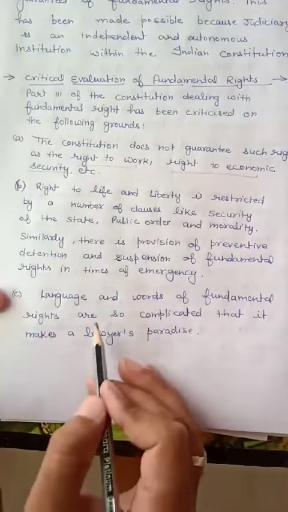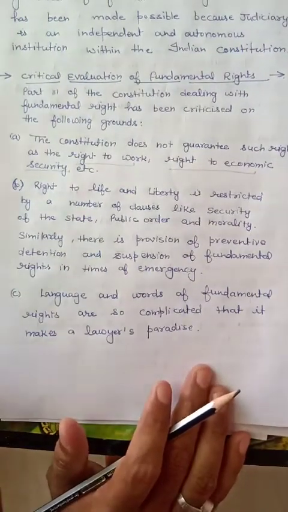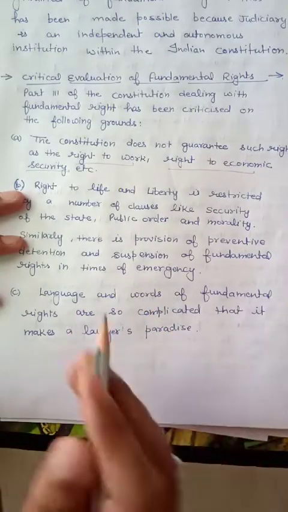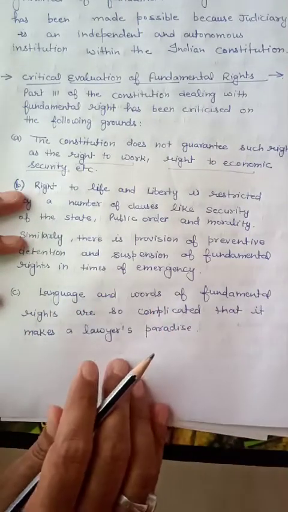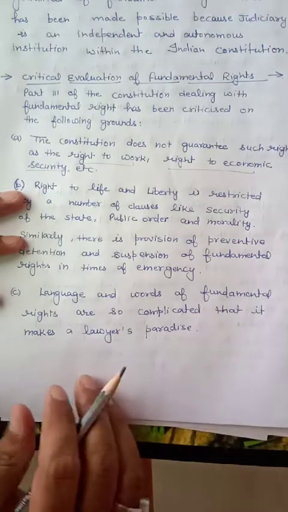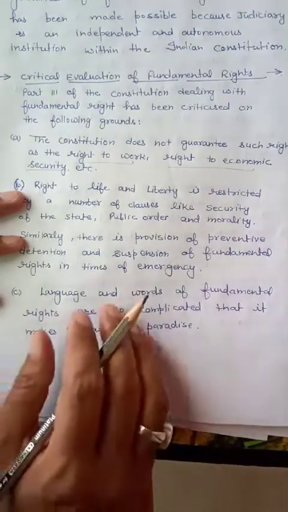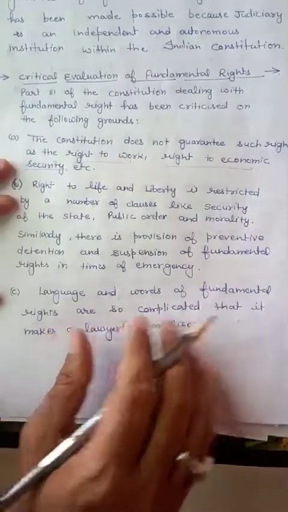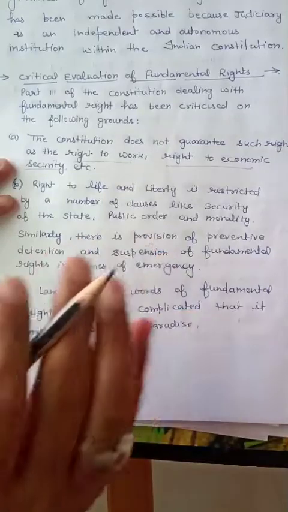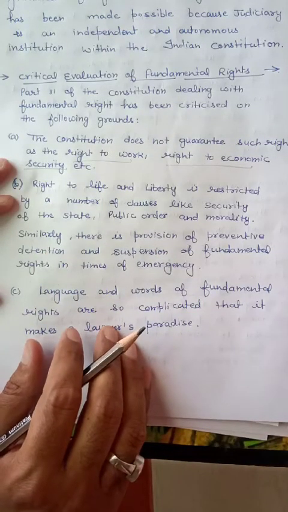The language and words of fundamental rights are so complicated that it makes a lawyer's paradise. It means that a common man can't understand the legal documents of fundamental rights. So it makes a lawyer's paradise. It means that an educated person, a legal person, a lawyer can understand the language and the words of fundamental rights. So these are the bases on which the critics are criticizing the fundamental rights given in the Indian Constitution. Thank you and have a nice day.